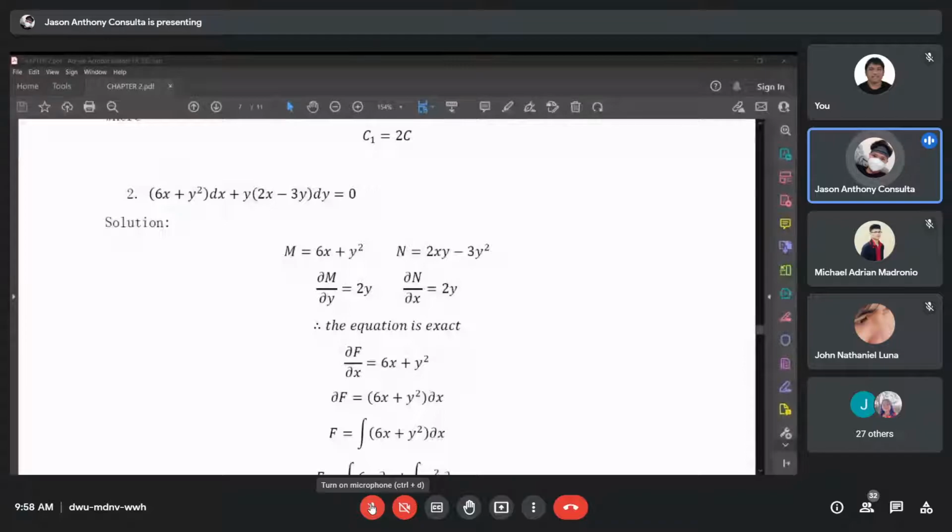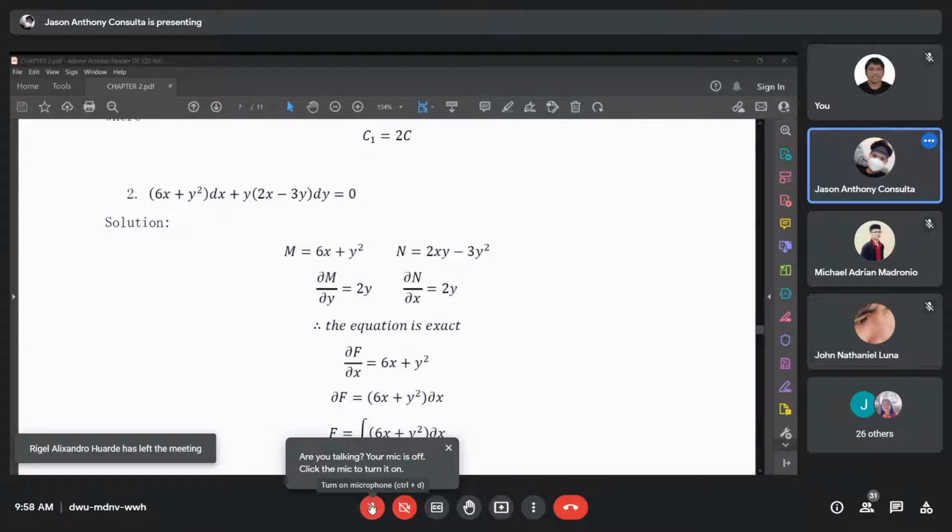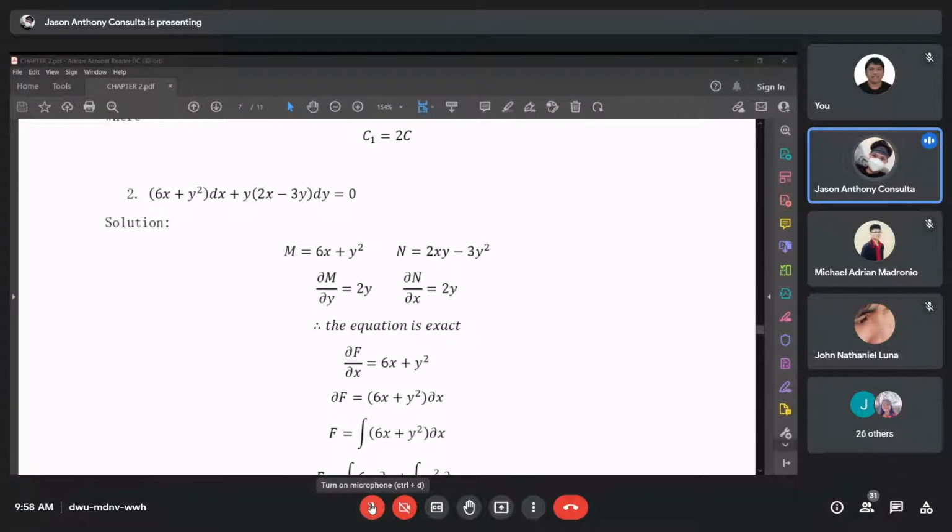Okay, are there any questions before we take a photo for documentation? Keep going back to these sample problems, and you can also have other references in solving.